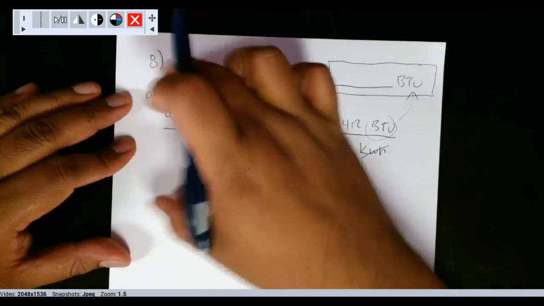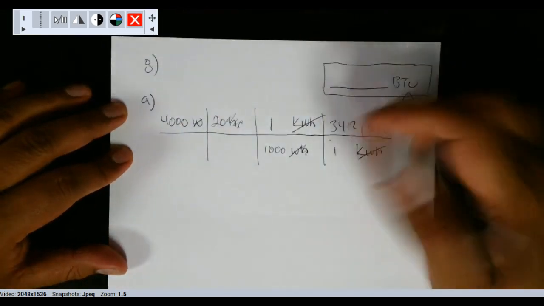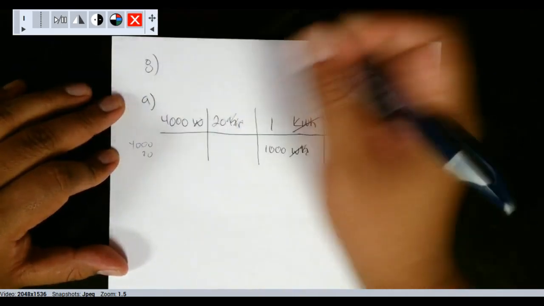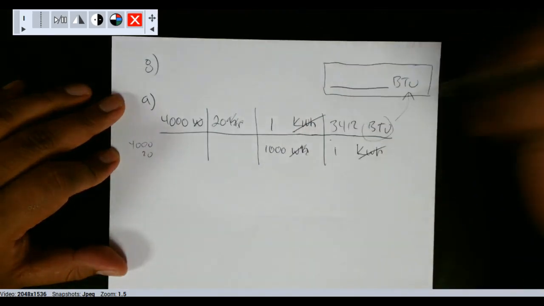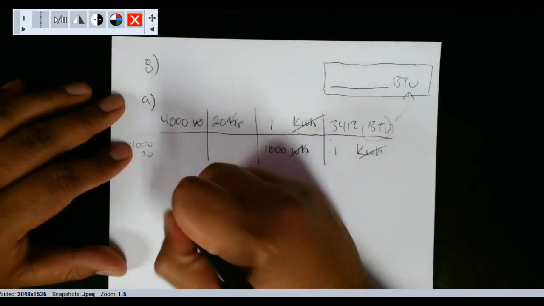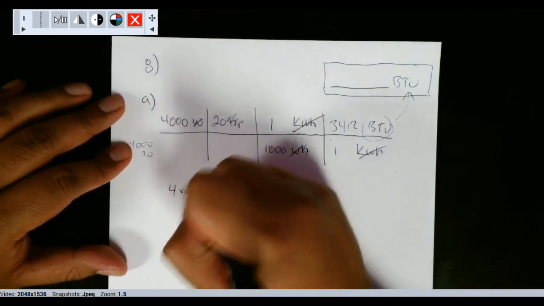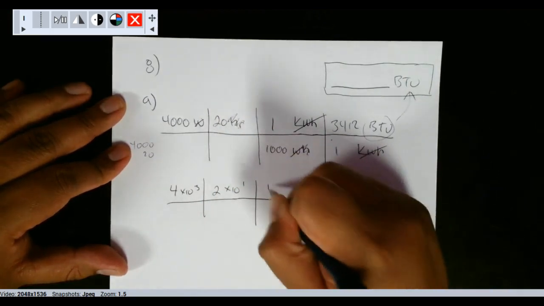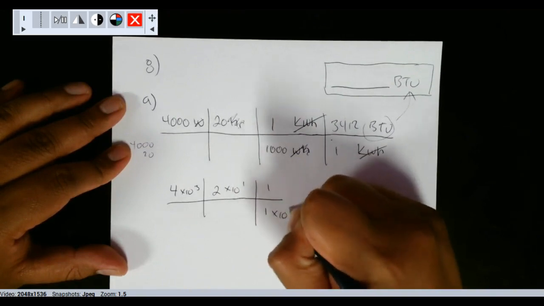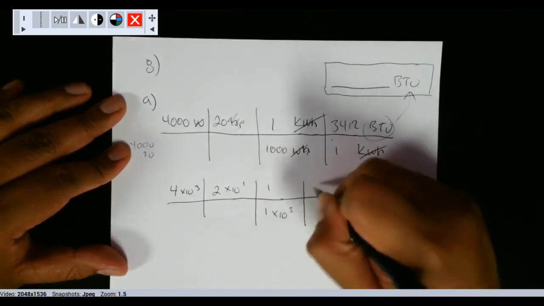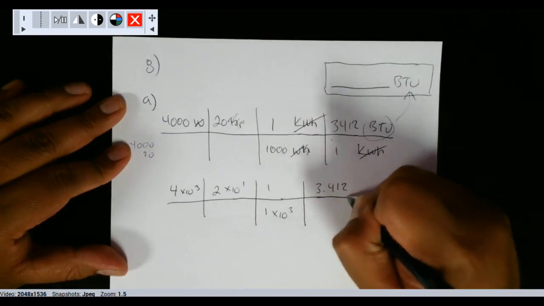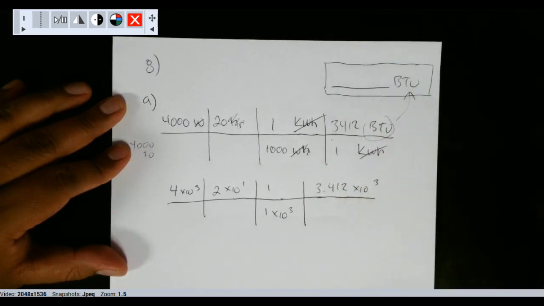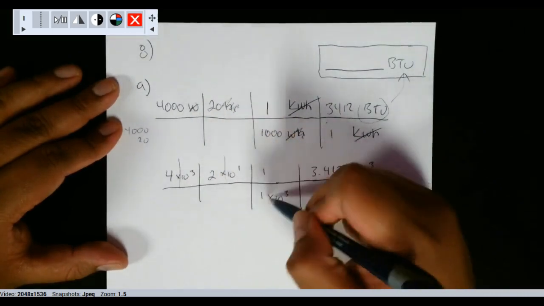Done. All right, and there are different ways to do this. You can just do straight multiplying, like 4,000 times 20, then divide by 1,000, and then multiply by this again. I personally, like I said, I'm going to use scientific notation, so this is 4 times 10 to the third, times 2 times 10 to the 1, divided by 1 times 10 to the third, times 3.412 times 10 to the third, because it's going to move it out 3 decimals. 1, 2, 3.